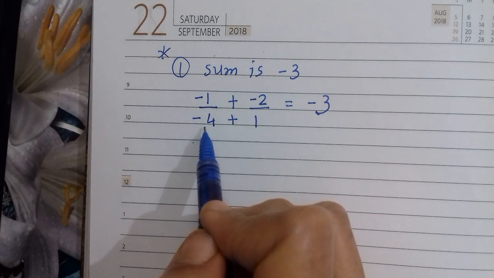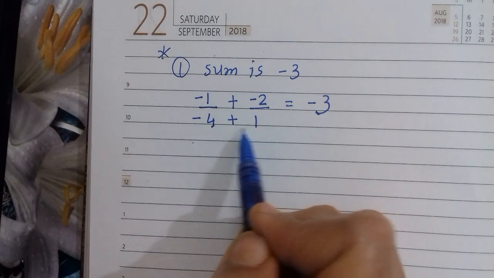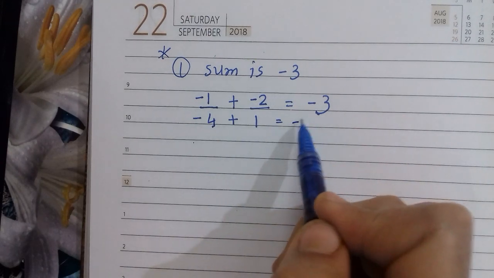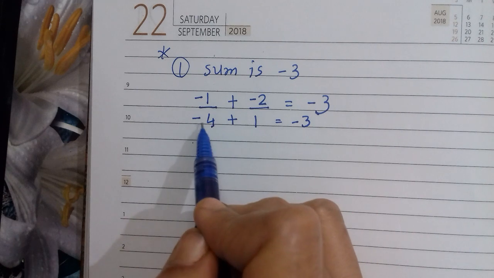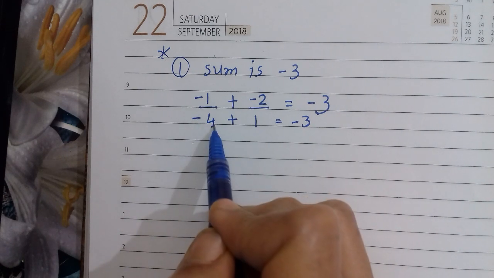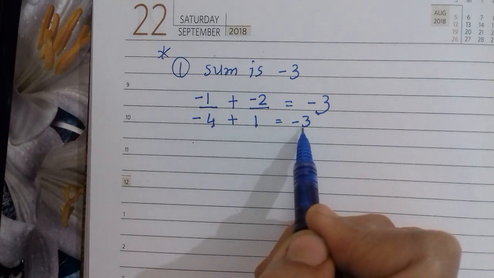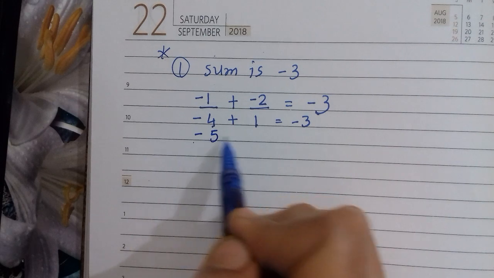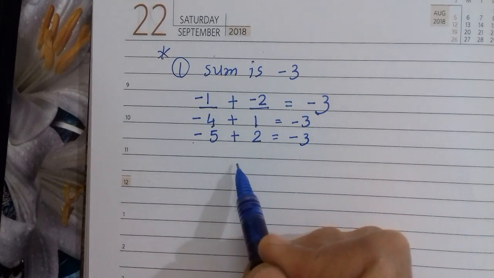Here minus 4 is a negative integer and 1 is a positive integer, and your answer is minus 3. So select the negative integer greater than the positive integer, so you get the negative integer. Suppose minus 5 plus 2. So the answer is minus 3.